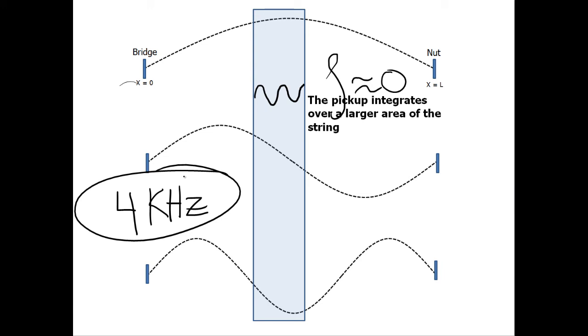So the next question is, if we were to design a signal processing system for this guitar, let me get a blank slide here. If we were to design a signal processing system for this guitar, here's the question. What do we want for a sample rate? We have this Nyquist criterion.